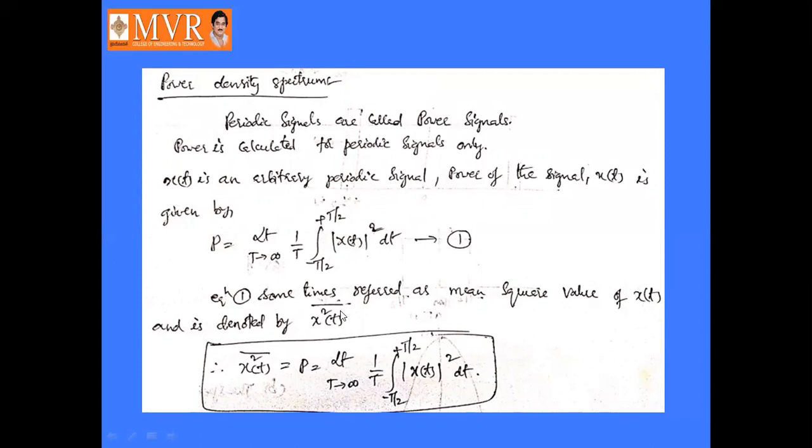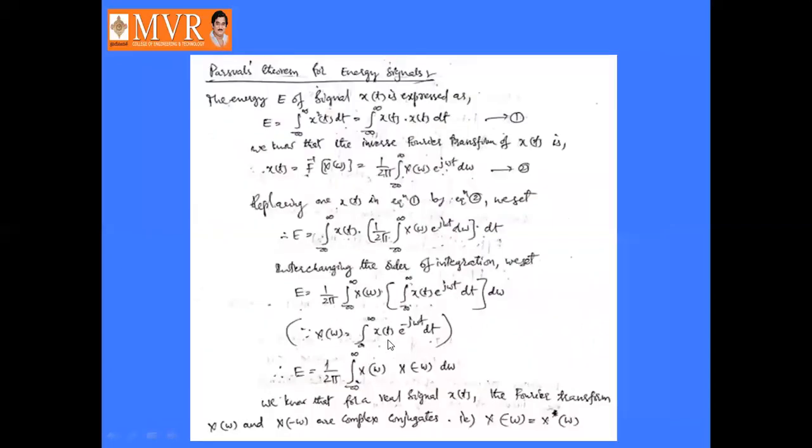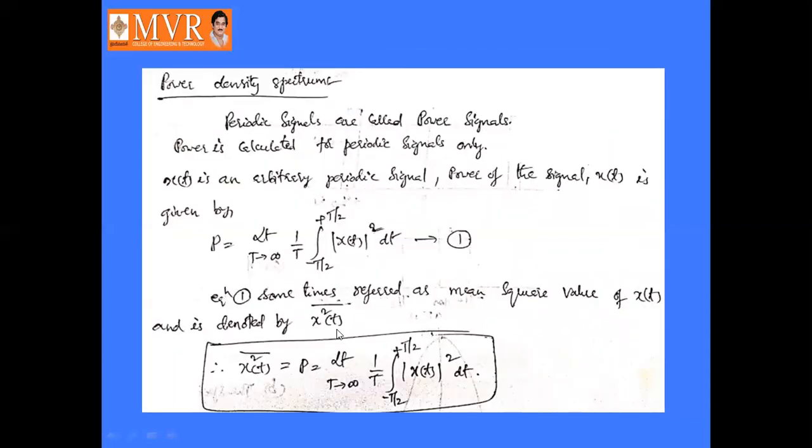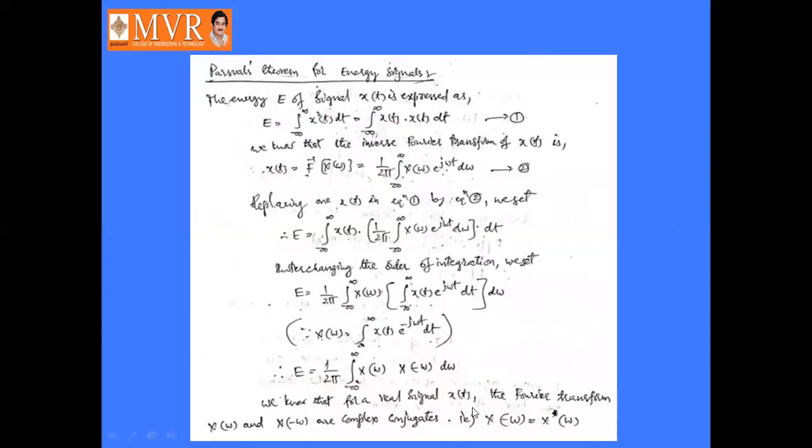So this equation number 1 is sometimes referred to as the mean square value of x(t), and is denoted by x squared(t) bar. So x squared(t) bar can be represented as P equals limit T tends to infinity 1 by T into integral from minus T by 2 to plus T by 2 of mod x(t) squared dt. Okay, that is the power density spectrum.